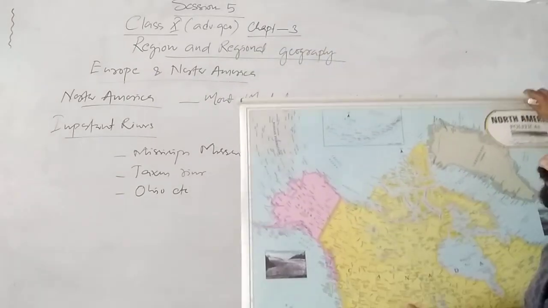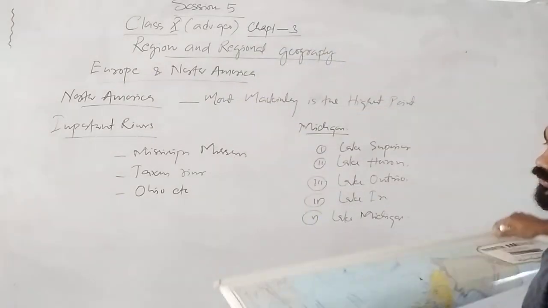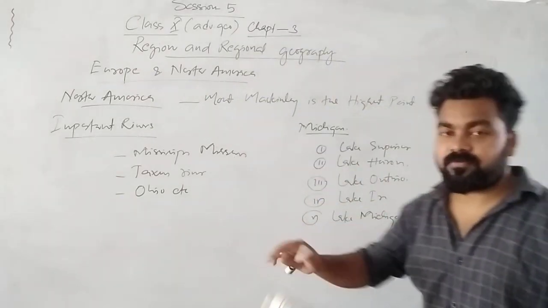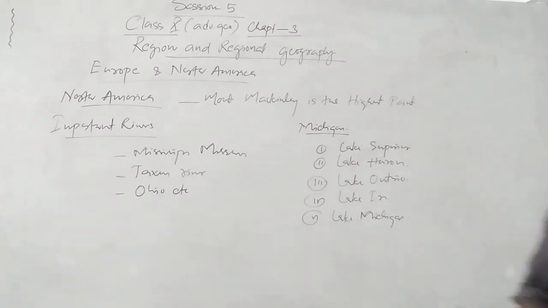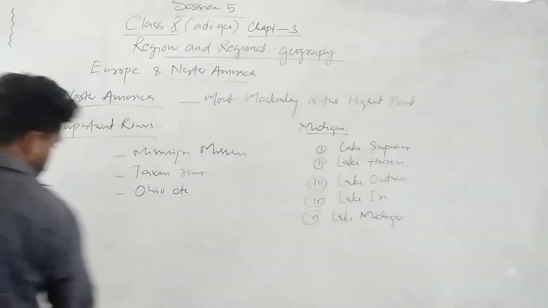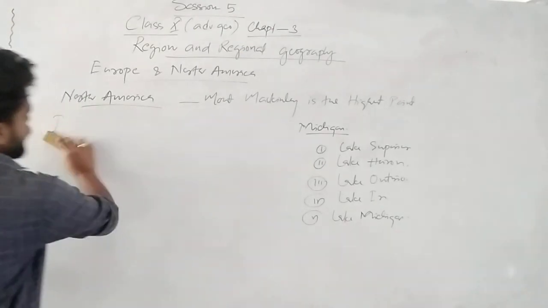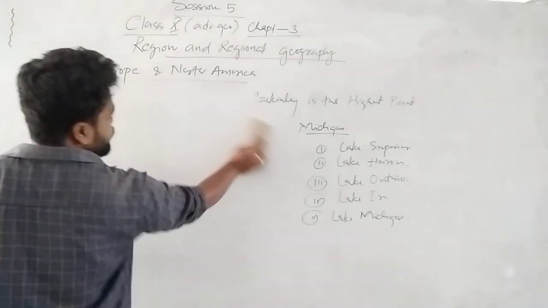Now let's discuss the population. Regarding population, what is the population density? What is the total number of population? Which is the most populous city? We know which is the most populous city. Definitely it should be New York.